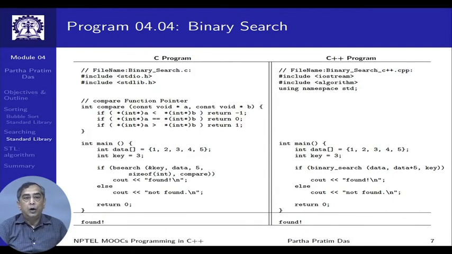This is one of the simple searching mechanisms, and one of the most efficient ones, and both the C as well as the C++ standard library have mechanisms to do binary search. In C, it is available from stdlib.h. It is a function called bsearch. In C++, it is available from the component algorithm, and it is called binary_search.